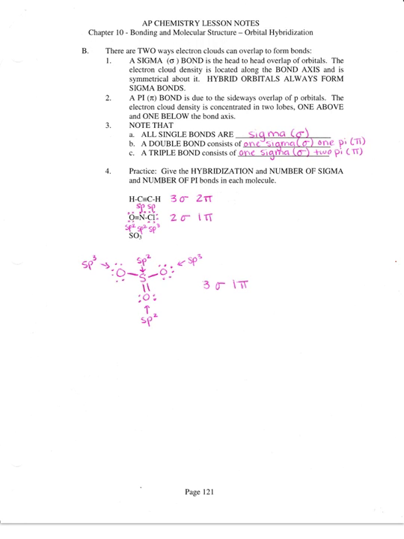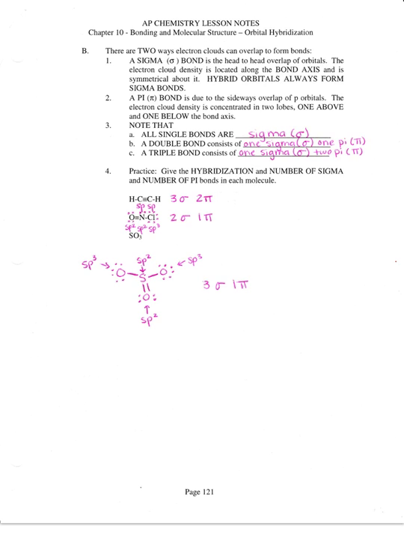So when these clouds overlap, your hybrid orbitals actually form what are called sigma bonds. This is just a head-to-head overlap of your orbitals. And it kind of makes symmetry when this happens. Now your pi orbitals are due to a sideways overlap of your p orbitals. So the electron cloud density is concentrated into actually 2 lobes versus 1. And there's 1 above the axis and 1 below the bond axis.